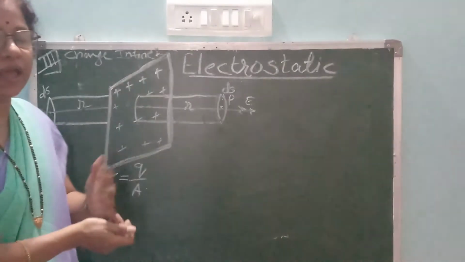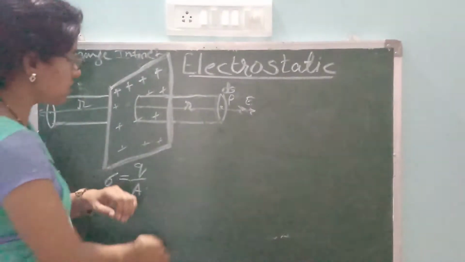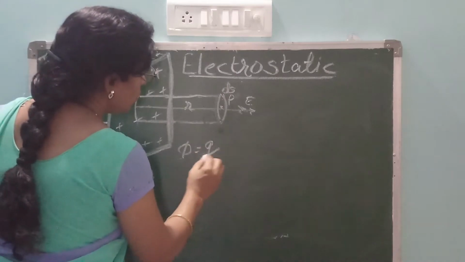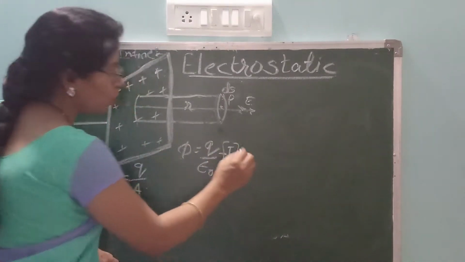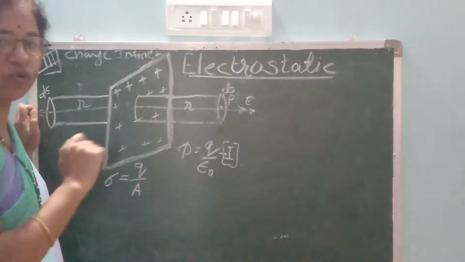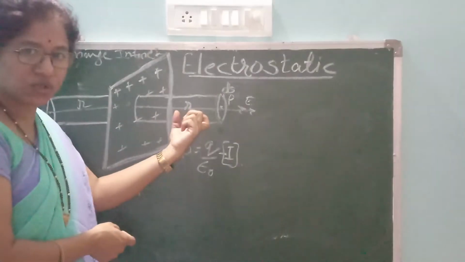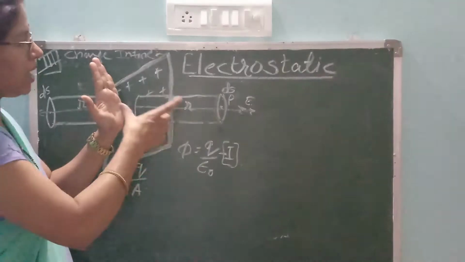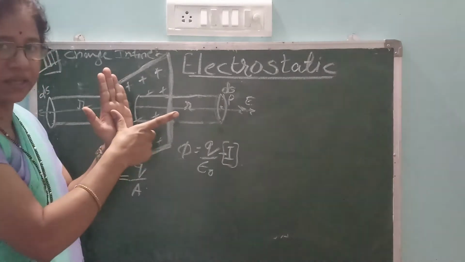Now again, according to the Gauss theorem, the net flux of a closed surface, phi, is equal to Q upon epsilon 0, and this is your equation 1. Now see the point P where we have to find the electric intensity. It is at a distance r from the plane sheet. This is your plane sheet and this is the point P.